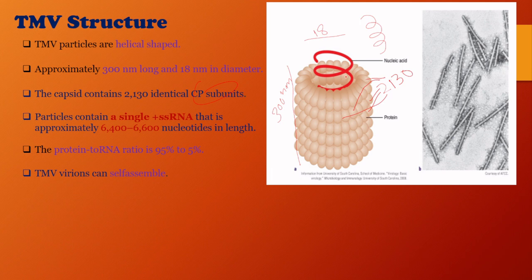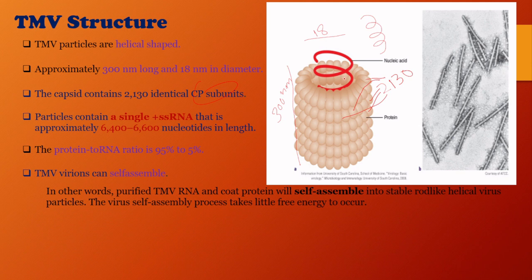TMV virions can self-assemble. In other words, purified TMV RNA and coat protein will self-assemble into stable rod-like helical virus particles. The virus self-assembly process takes little free energy to occur. That means if you provide an RNA molecule of this virus and coat protein, the coat proteins will automatically self-assemble around the RNA molecule and form a virus particle.